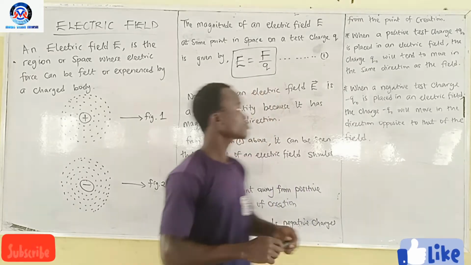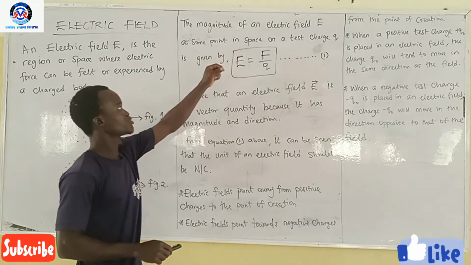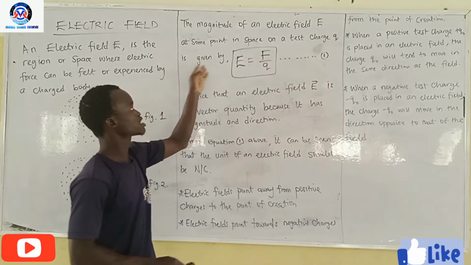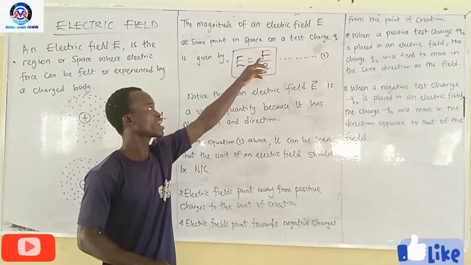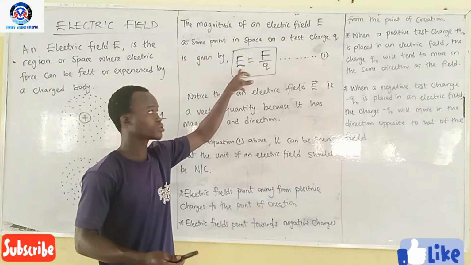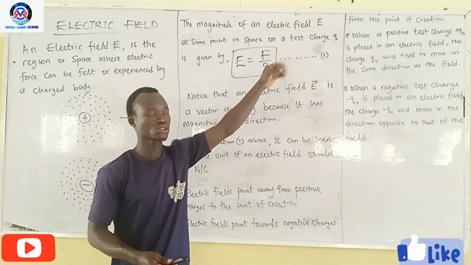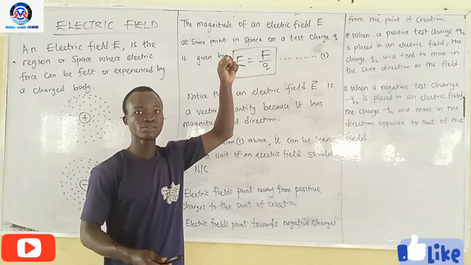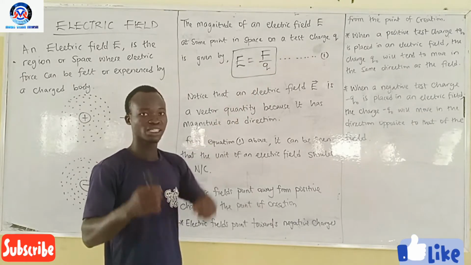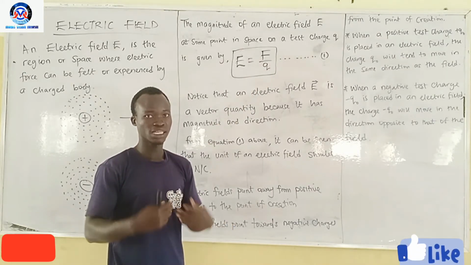So now, the magnitude of an electric field E at some point in space on a test charge Q is given by E equals F over Q. Remember that this E is our electric field and the F is the force, while Q is the test charge on which the force is acting.